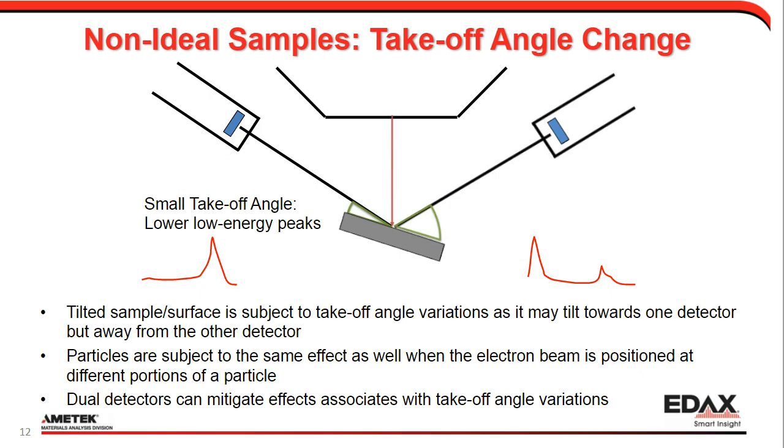When analyzing non-ideal samples, dual detectors work better than a single detector. This is a tilted sample. It's facing towards the detector on the right, but tilting away from the detector on the left. On the left-hand side, the takeoff angle is small, which means the escape path for X-rays is longer. X-rays will travel a longer distance to reach the detector, and the low-energy X-rays are subject to more absorption by the sample matrix. As a result, the low-energy peaks in the spectrum will be lower.